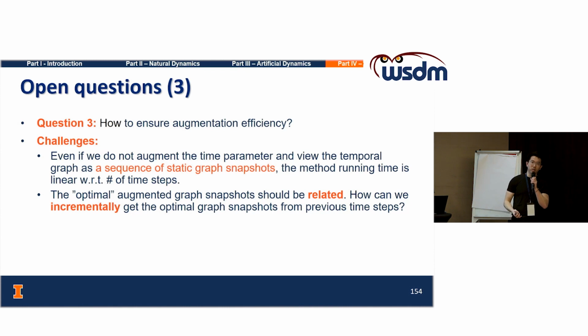And there are some smoothness constraints among different graph snapshots, right? So if there also exists some smoothness constraint between the augmented graph snapshots, then maybe we can only augment the first graph snapshot and incrementally get the optimal augmented graph snapshots in the following time steps, right? But clearly, there is no work so far on this topic.